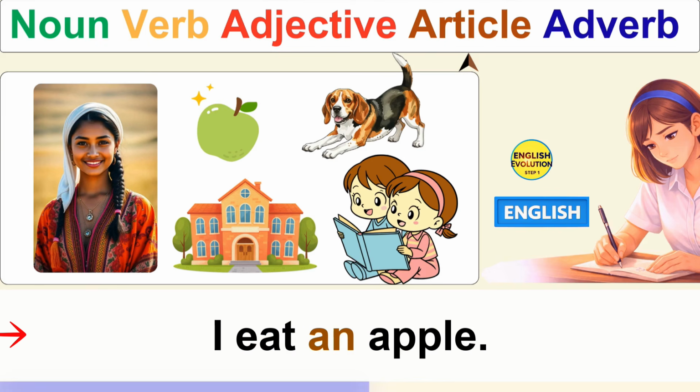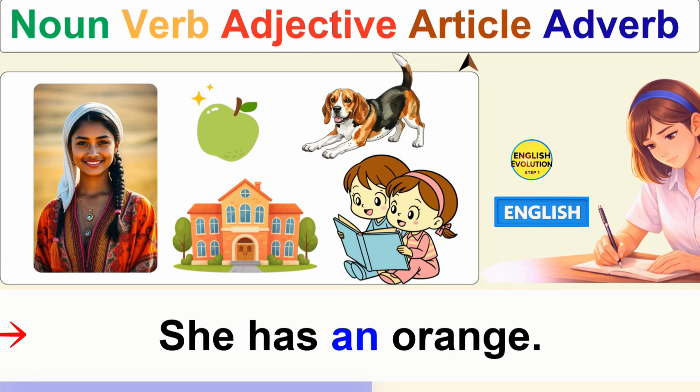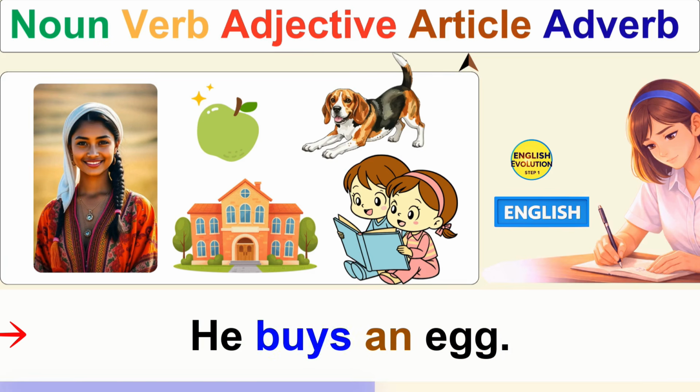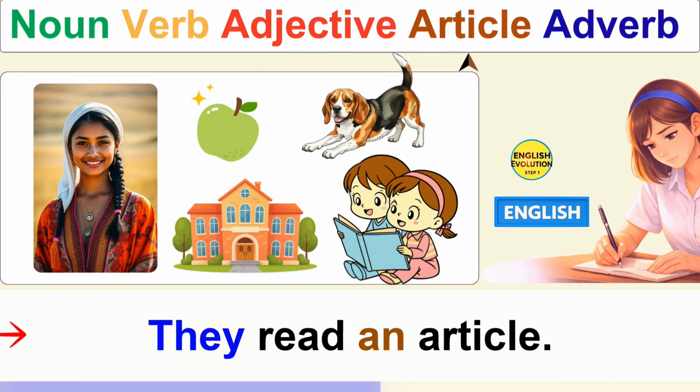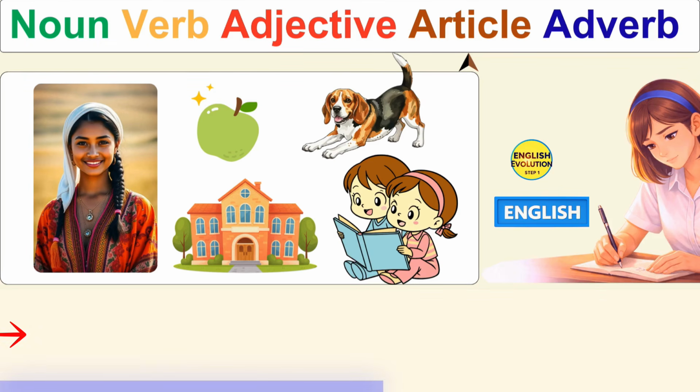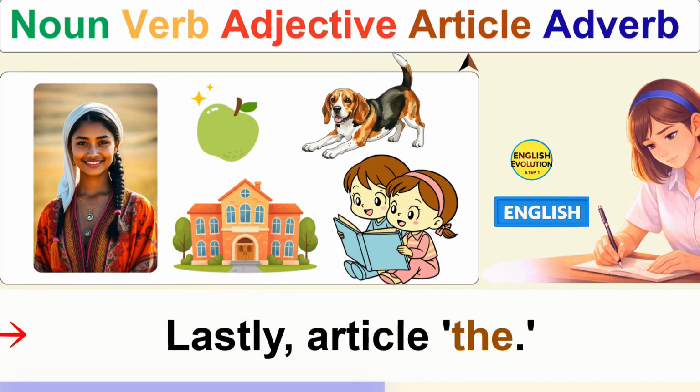I eat an apple. She has an orange. He buys an egg. We see an elephant. They read an article. Lastly, article the.